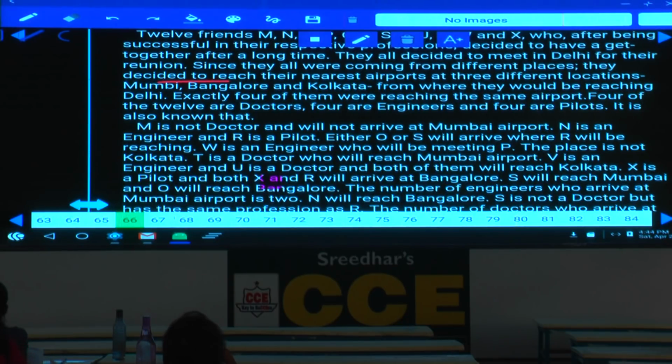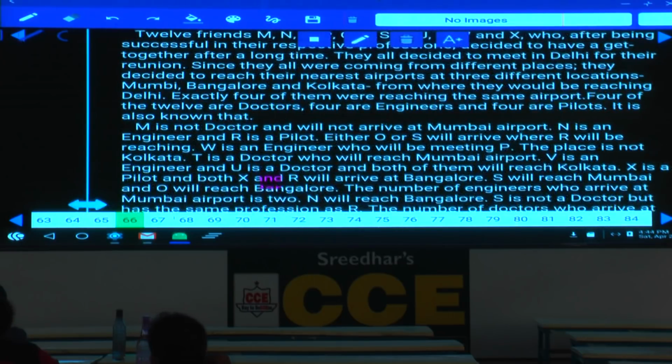Delhi. Exactly 4 of these 12 members are doctors, 4 are engineers and 4 are pilots, and it is also known that... Now the information is given regarding these 12 persons. Clear enough?